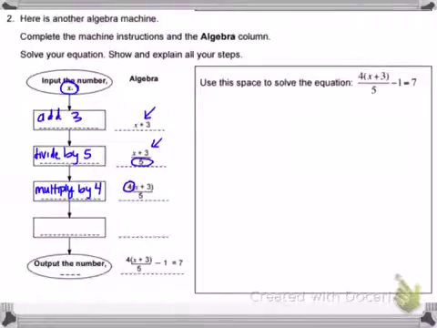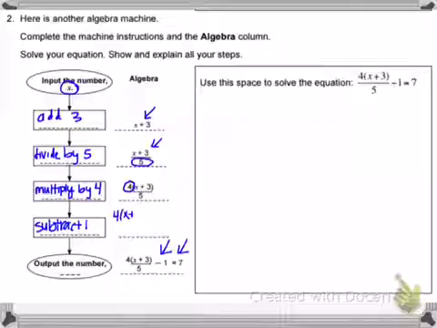Okay, now the next two spots are blank. So I can see down here that there's a -1 and that it was equal to 7. So after I multiplied by 4, what happened next was that I subtracted 1. So I'm going to write subtract 1, which means my new expression is 4 times the quantity x plus 3, all divided by 5, minus 1. And now, since I see that it equals 7, it means that I must output the number 7.